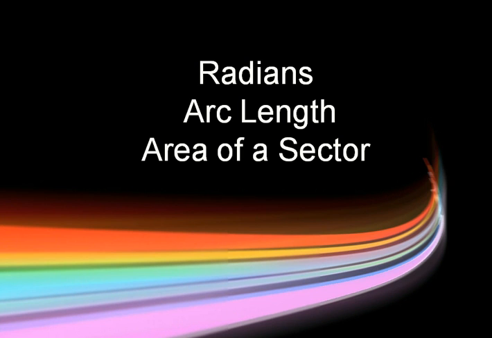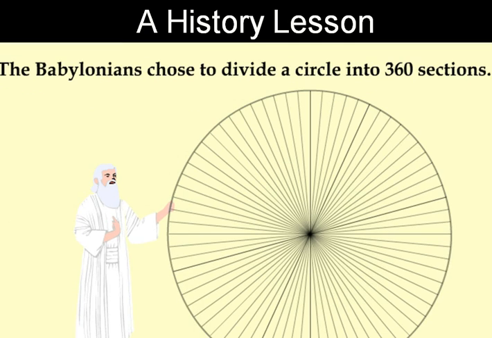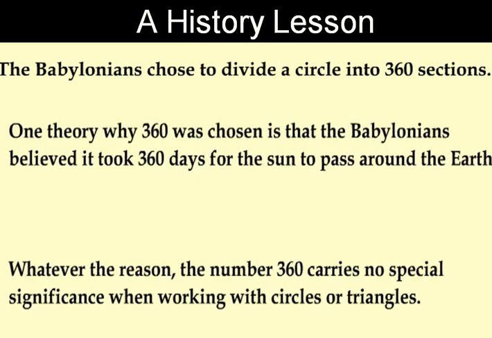Radians, arc length and area of a sector. So just a quick history lesson. The Babylonians chose to divide a circle into 360 sections, hence 360 degrees in our circle. However, one theory for the reason that they chose 360 was because it took 360 days for the sun to pass around the earth. So whatever the reason is, this 360 carries no mathematical significance when we're working with circles or triangles.